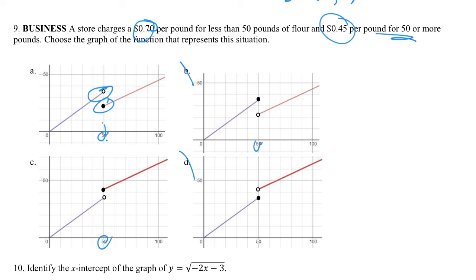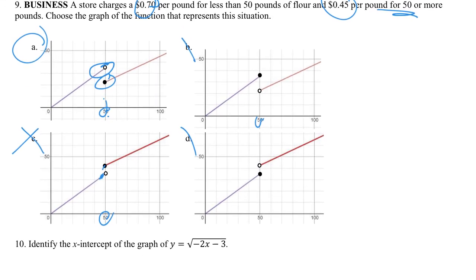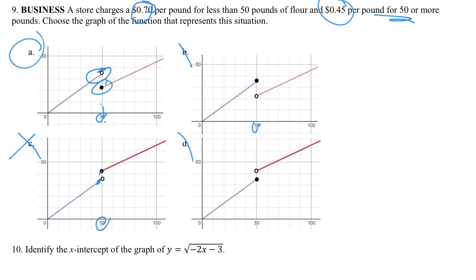Okay. C is saying that you're getting charged more for 50 pounds than you would for 49 pounds. So it can't be C. It's got to be A. So that's what I would do for those. Just use elimination to figure out what it can't be and then what it has to be.